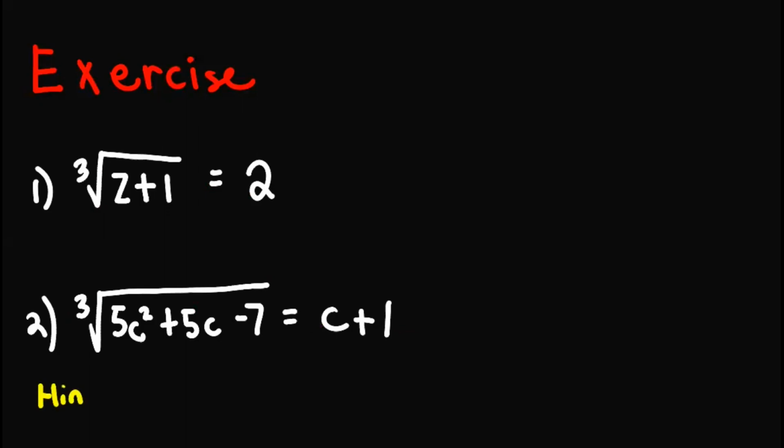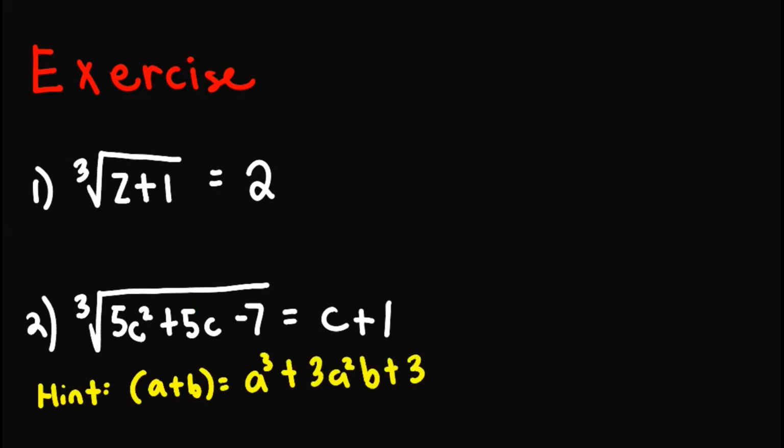As a hint for this one, note that the cube of a binomial is given by a cubed plus 3a squared b plus 3ab squared plus b cubed. So you'll use this idea on this binomial on the right side, and then solving this one will probably require some concepts on factoring higher order polynomial equations, which I'll probably link around this video for you to use as a guide in solving this one.